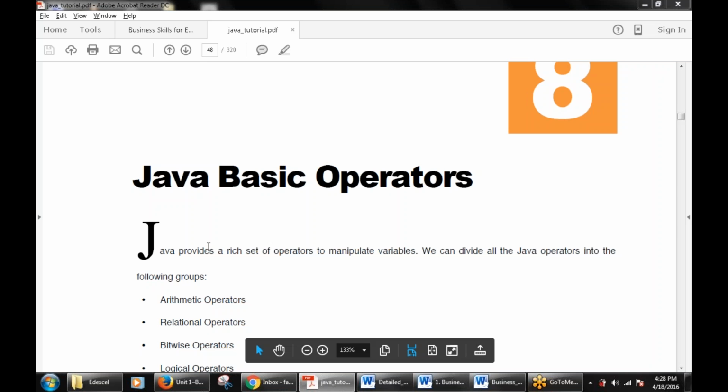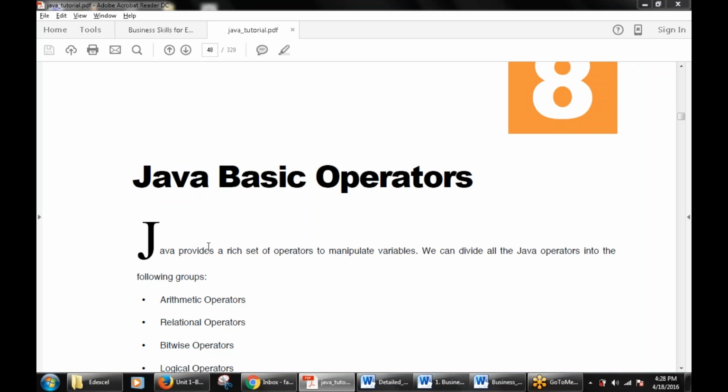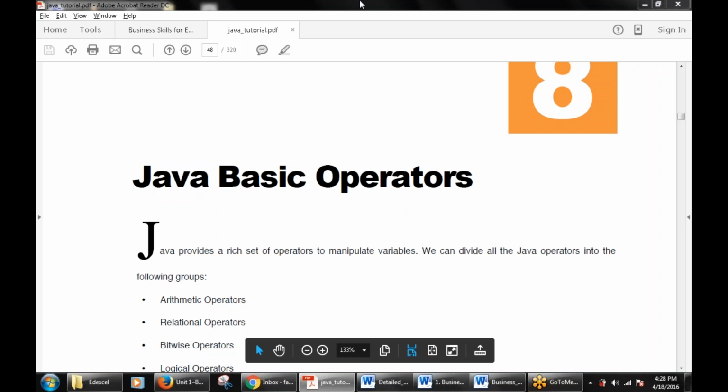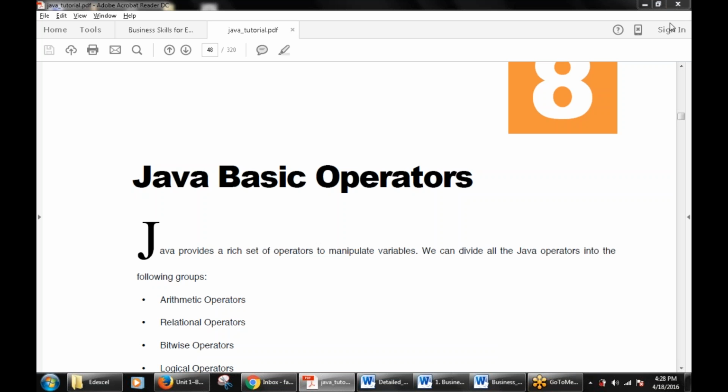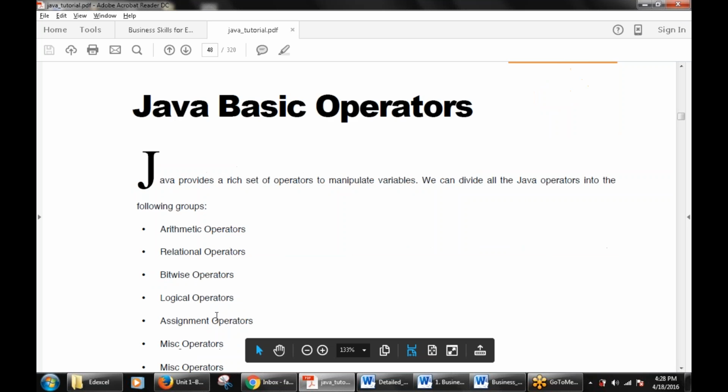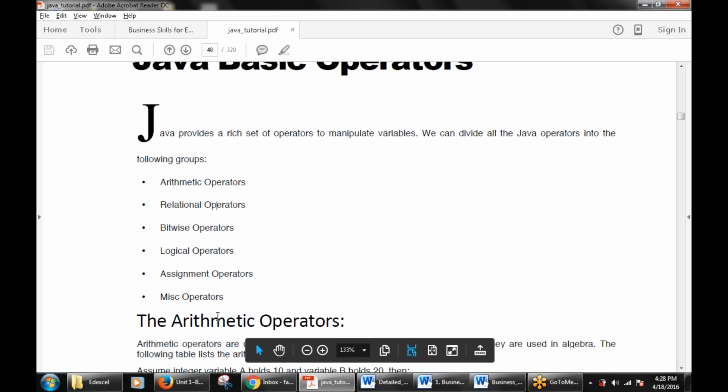Again, starting with chapter number 8, that is the Java basic operators. There are multiple sets of operators that are used to manipulate variables. Whenever we want to perform some operations on a variable, that is done by the operators, and they are divided into 8 categories. The first one is arithmetic operators, that is the normal plus, minus, divide, multiply, the Java basic operators. Then there is the relational operator, then the bitwise operator, logical operators, assignment operators, and the miscellaneous operator.